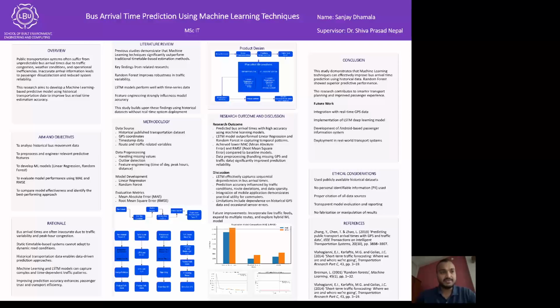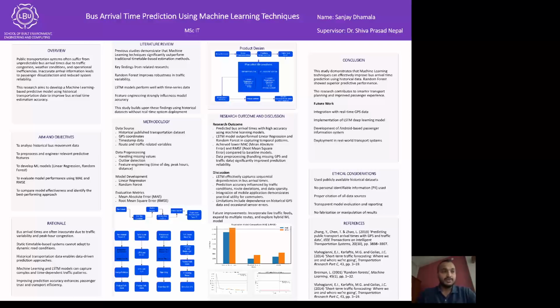arrival times due to traffic congestion, peak hour variability, and operation inefficiencies. Accurate arrival time prediction is very crucial for reducing passenger waiting time as well as optimizing urban transportation planning. And traditional timetable based systems are static and cannot adapt to real world dynamic conditions.